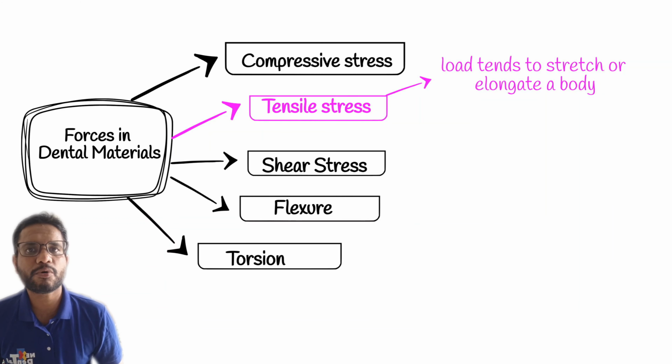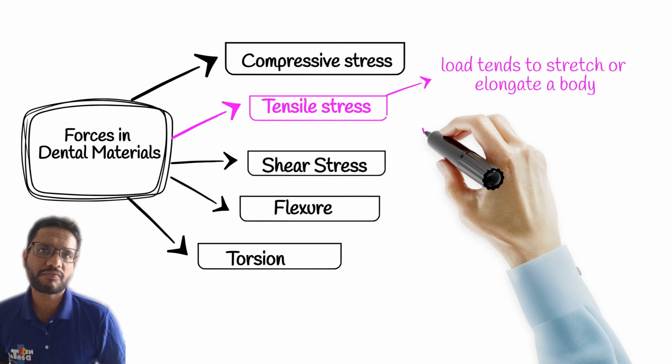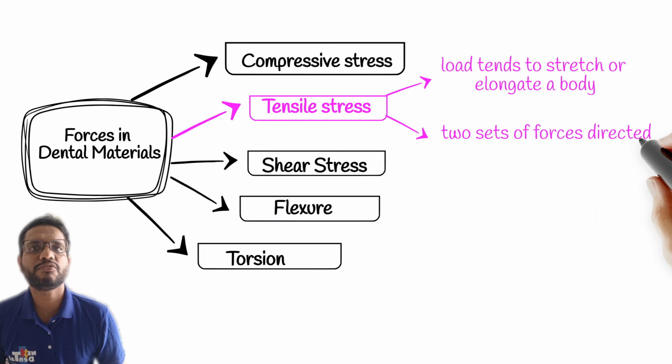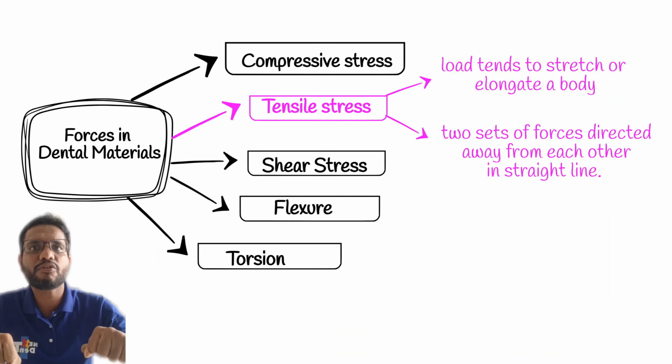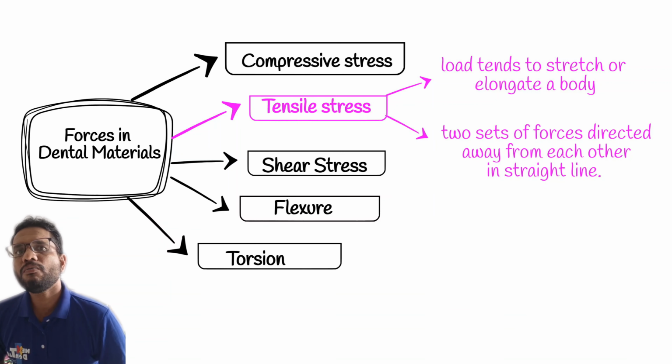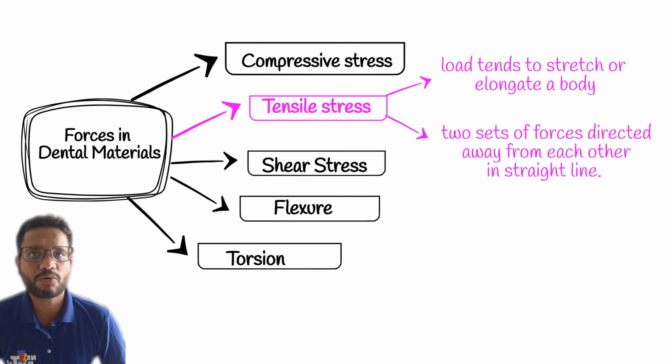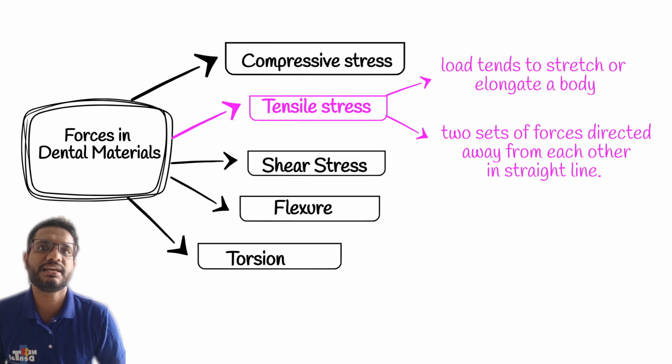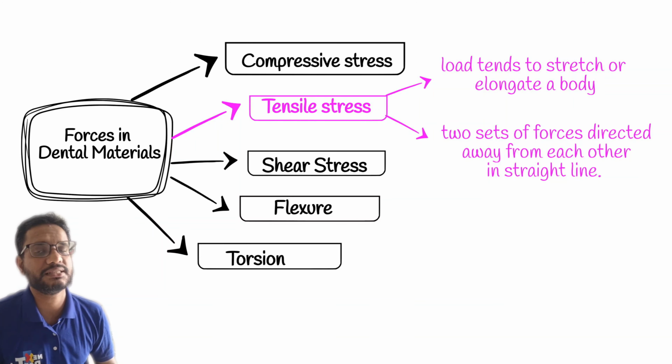So for enlarging the body, how many sets of the forces are required? Yes, 2 sets of the forces directed away from each other in a straight line are required. So now remember students, many of your dental materials are strong but brittle, for example ceramics. Now these tensile strengths can harm the brittle materials more than the compressive stresses here.